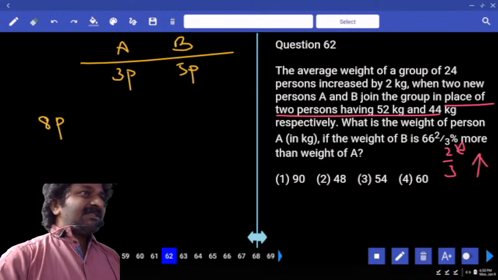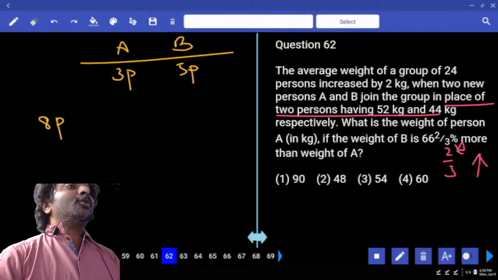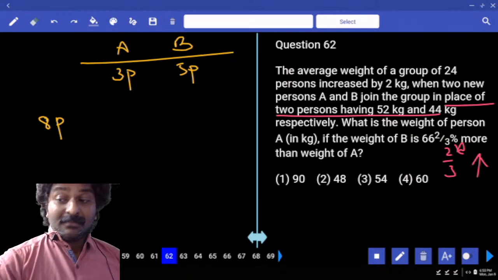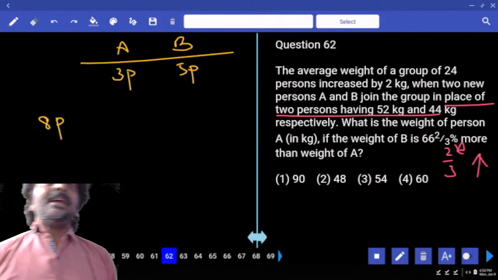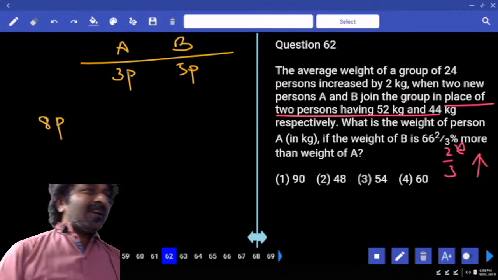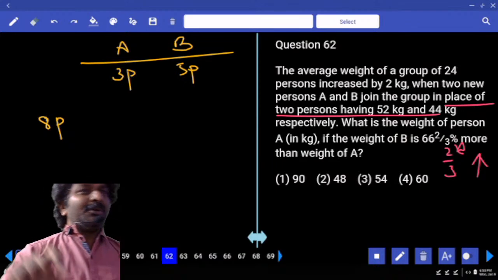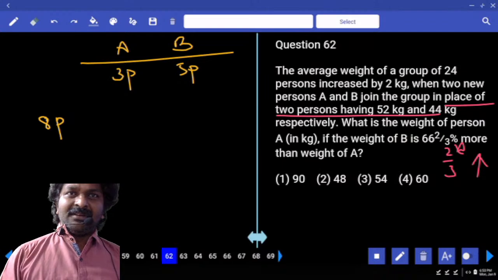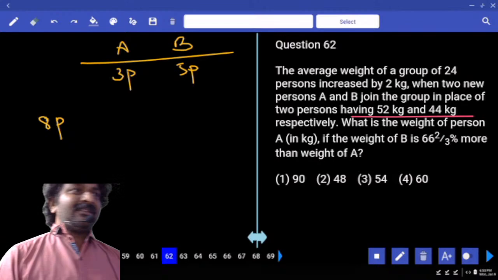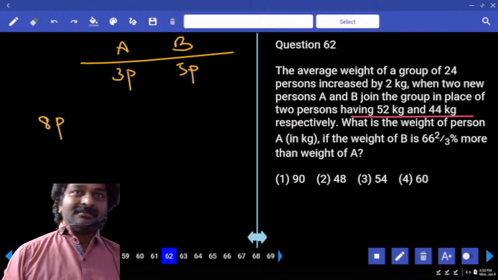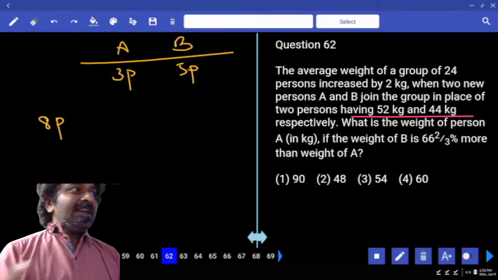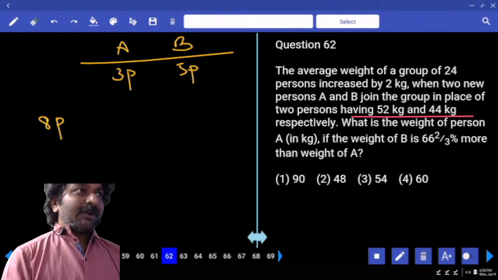My question is, what is the weight of 2 people who left from the group? 96. You guys seriously need to introspect yourself. You can answer my question by looking at this. That was already underlined. If you can't read and understand English line, you need to introspect.